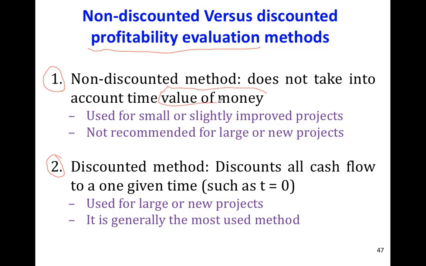If we consider the value of the money in our profit calculation, okay, if you don't consider the value of money, that is called non-discounted method. Okay, non-discounted method doesn't take into account the value of money. This method is usually used for a small or medium-sized project and is not recommended for big and large projects. Discounted method, we take into account the value of the money from the beginning of the project. Let's say the time zero that we start the project.